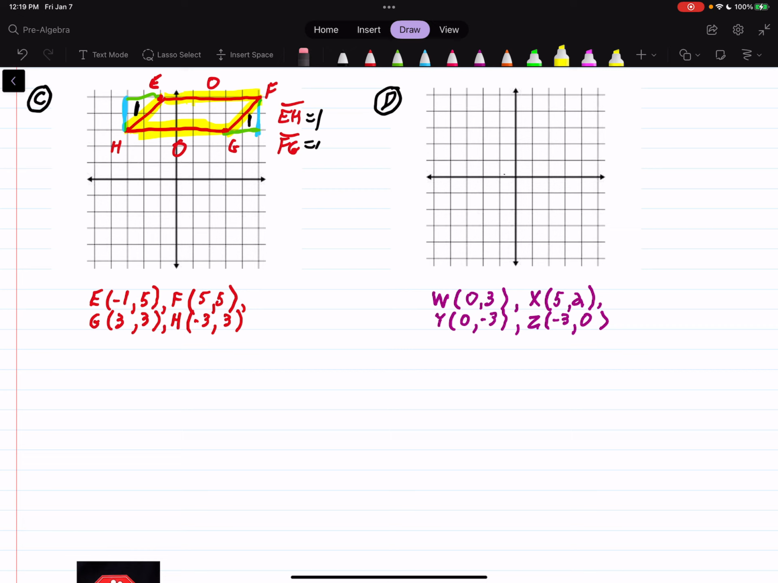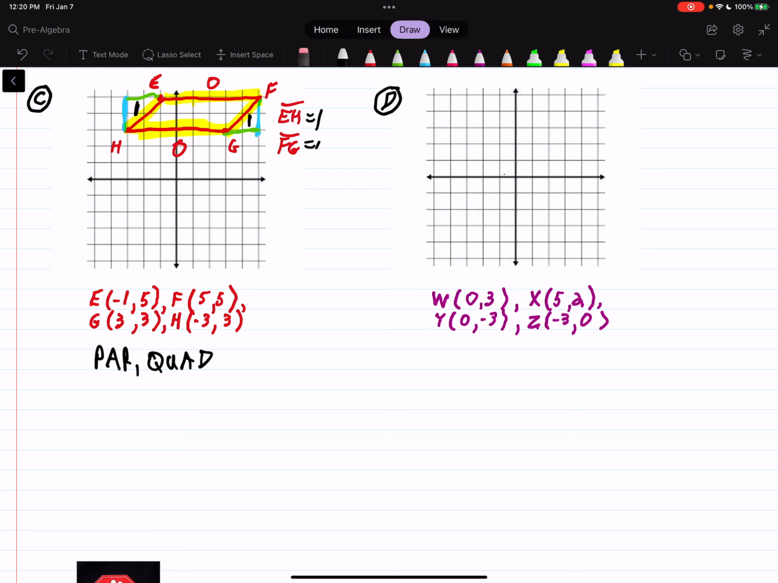So we know we have a parallelogram and a quadrilateral. The sides aren't the same, so it can't be a rhombus. There's no square perpendicularness, so it can't be a rectangle or a square, so it's just the parallelogram and then the quadrilateral.